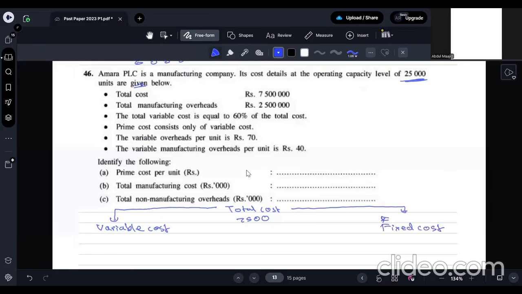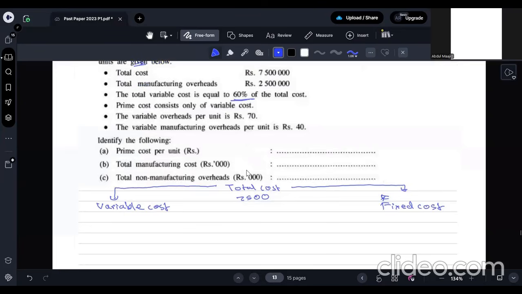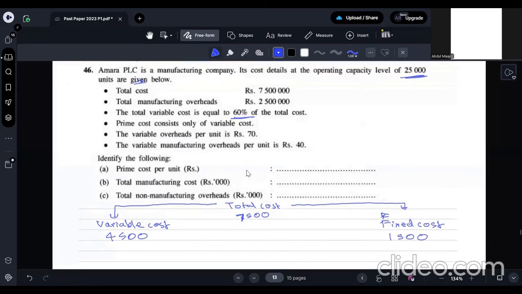Okay. Now total manufacturing overhead is given. Total variable cost is equal to 60% of total cost. Total cost is 7,500,000. Then variable cost will be 60% of that. How much will be 60% of 7,500,000? That is 4,500,000. Then if variable cost is 4,500,000, the fixed cost will be 1,500,000. Okay. The variable overhead per unit is 70 rupees. The variable manufacturing overhead is 40 rupees. And also they are saying prime cost consists of only variable cost.